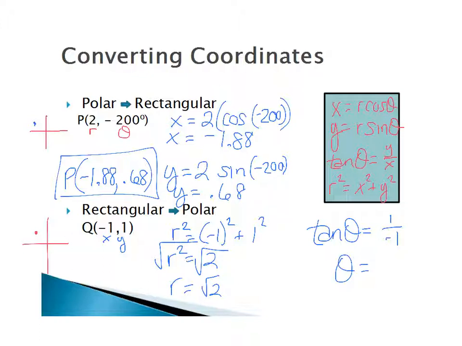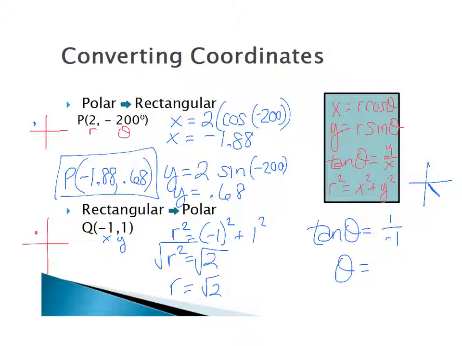Okay, well, if you do that, let's go ahead. I'm going to go ahead and type it in. So I'm going to do second tangent negative 1. Oh, looky there, I got a negative 45 degrees. Let's think about that for a second. Negative 45 degrees is right here. Is that where my point is?